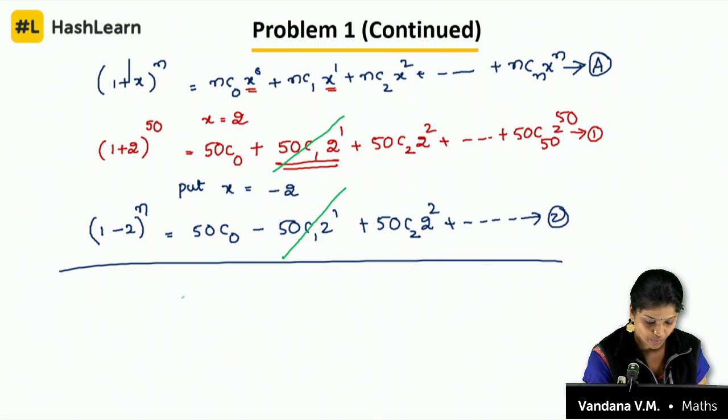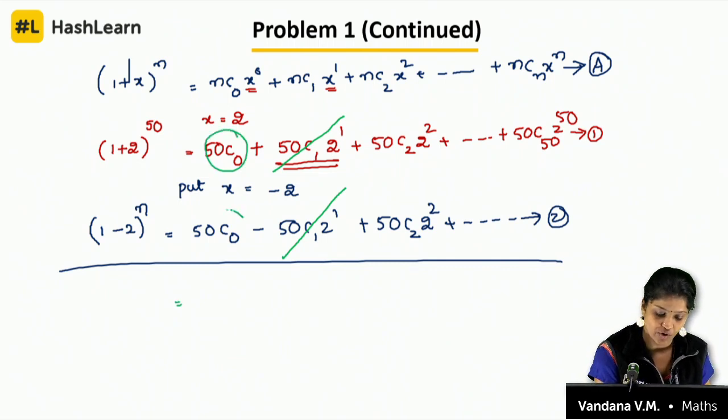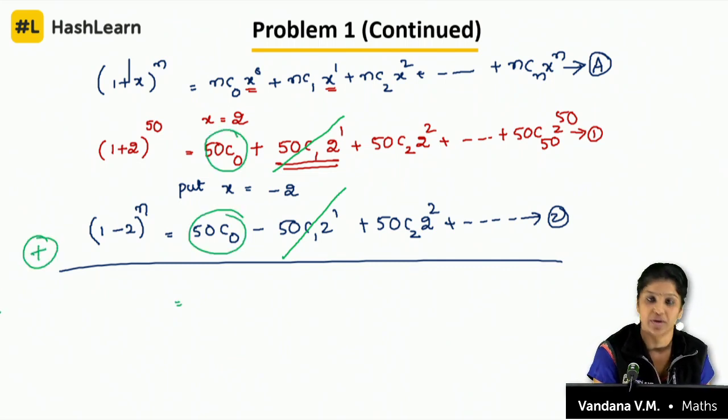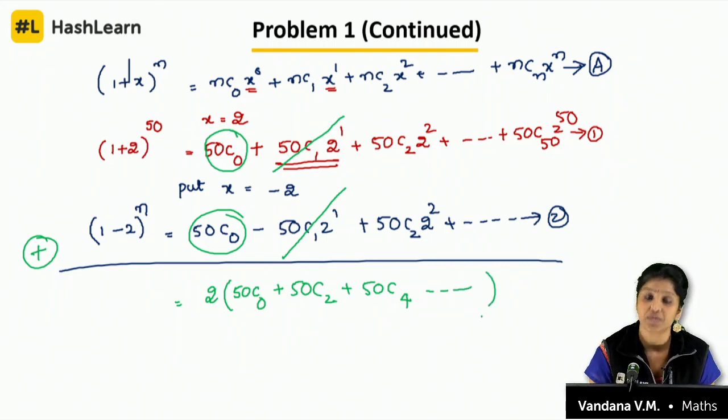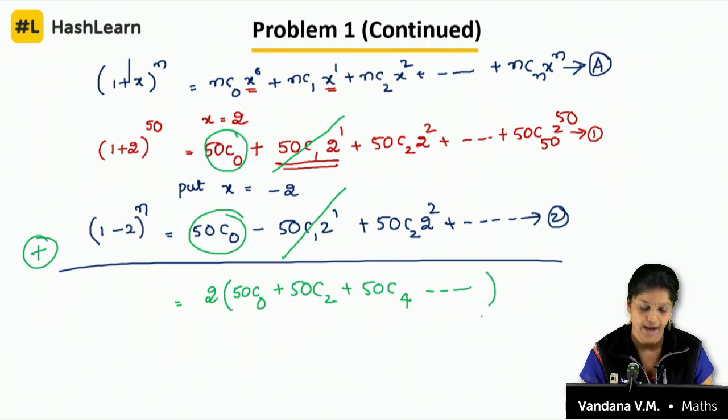I will be left with the term 50C0. I am adding over here. What will I get? 2 into (50C0 plus 50C2 plus 50C4 and so on). All the even terms, whatever I want, I will get here.